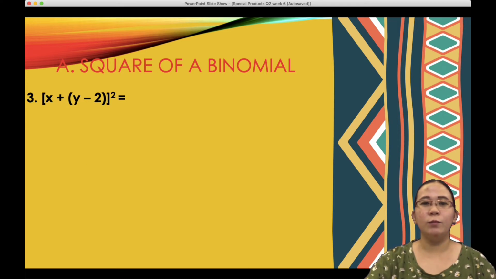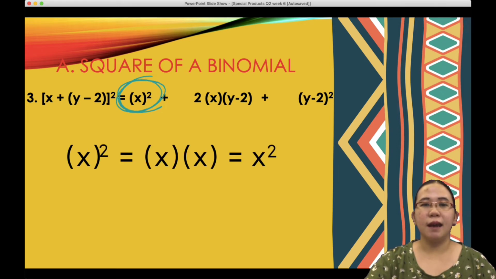Last example for the square of a binomial. What is the square of the sum of x and y minus 2? First, get the square of x. x times x is x squared.